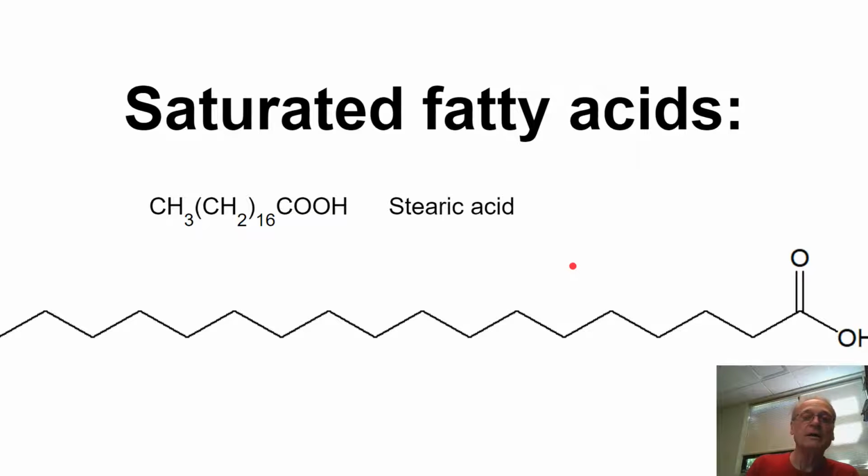So 4 naturally occurring saturated fatty acids: lauric, myristic, palmitic, and stearic. And you can remember those names if you want to learn, use a little mnemonic device, the word lamps, kind of like lamp oil. L for lauric, M for myristic, P for palmitic, S for stearic.